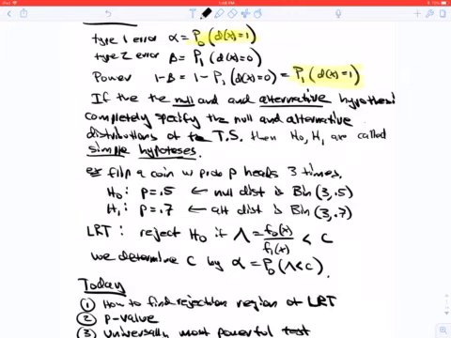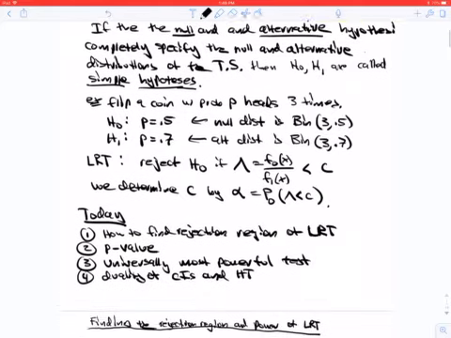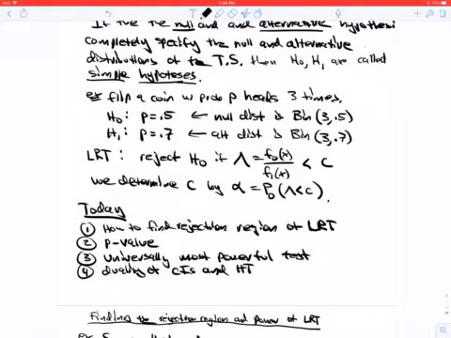So what's more common is having an alternative which is composite, which means that there are many theta values. So the most popular example is you could have a null that's p is 0.5 and an alternative that's p is not equal to 0.5 or p is greater than 0.5.